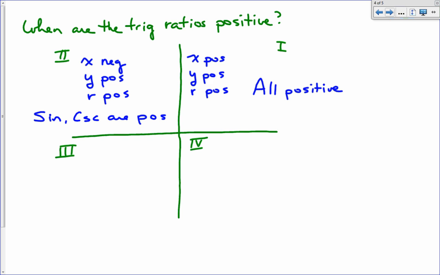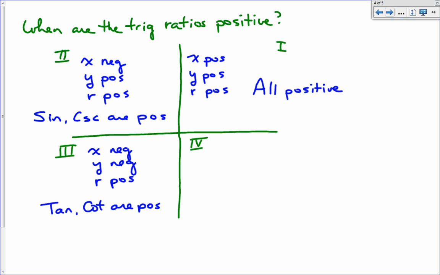In the third quadrant, x is negative, y is negative, and r is positive. So here, x over r is negative, y over r is negative, and they're reciprocals. So the only ones that are positive are when we're doing x over y and y over x, where we've got a negative over a negative. So that gives us just tangent and cotangent are positive in this quadrant.